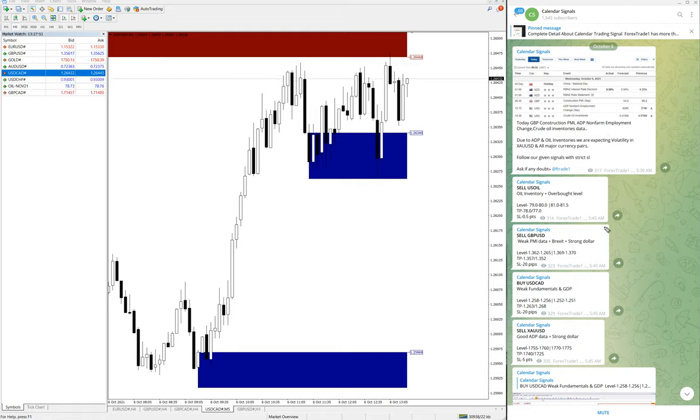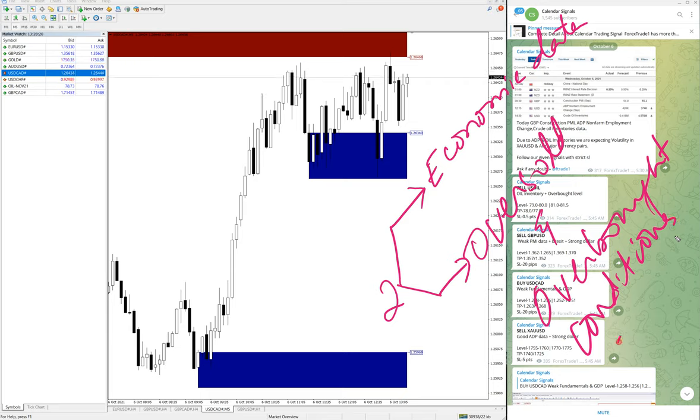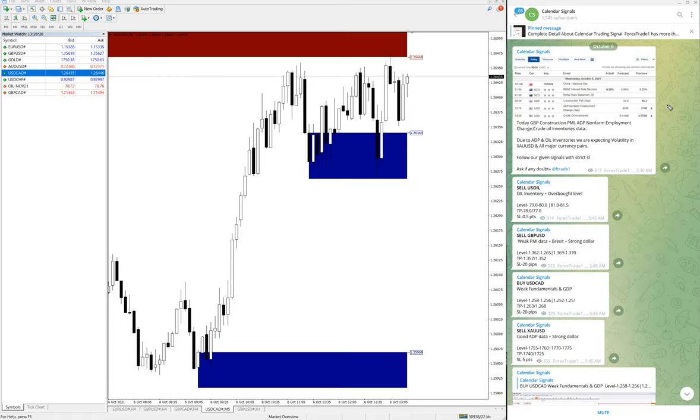So first we will see the performance of today's signals, October 6th. The calendar signal is basically based on two aspects. One is economic data or news, whatever we predict will affect the movement of the given pair. And also we are considering oversold and overbought conditions. These signals are easy to follow. Based on these two reasons, we are giving the signal, buy or sell, on a particular pair.